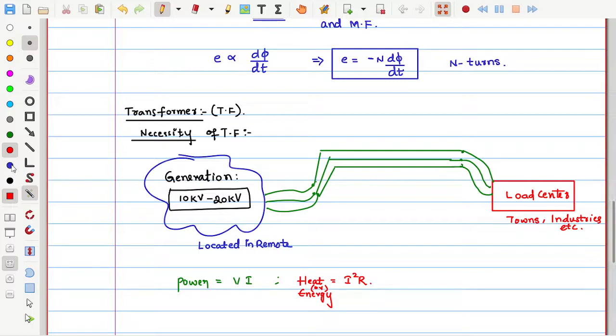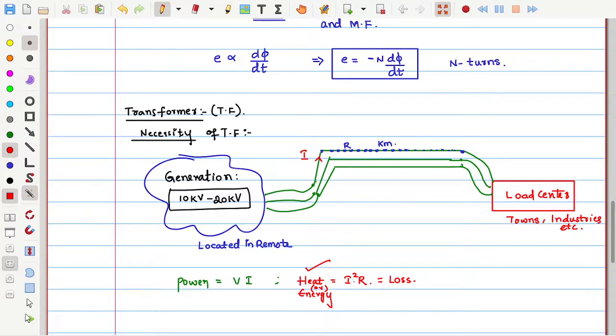Now try to see carefully that these conductors are located far away from each other, between the generating station and load center, in terms of kilometers, not meters: 100 kilometers, 150, 200, 500, like that. So these conductors will have a small amount of resistance throughout their length. Total resistance I'll consider as R. If these conductors are carrying a current of I amperes, then I square R losses will take place inside these conductors, which dissipate in the form of heat, which is the power loss or energy loss.